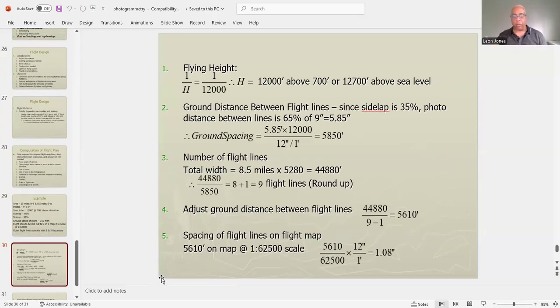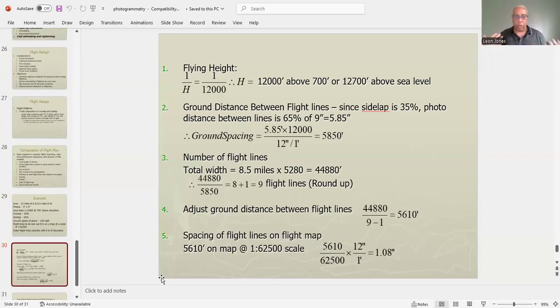So you get 8 plus 1, which equals 9. Now, you're going to always round up. So if you have 8.4 or 8.1 or 8.2, you're going to round it up to 9. It's going to be the whole number. And then you have to adjust ground distance between flight lines. So again, you're going to take 44,880, which is your total width, and you're going to divide it by your flight lines. And what you're doing, you're going to get your ground distance.